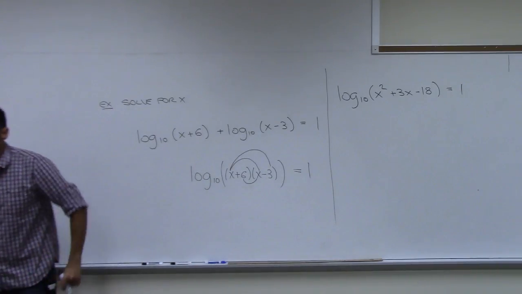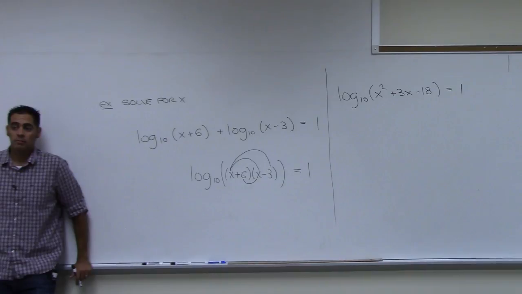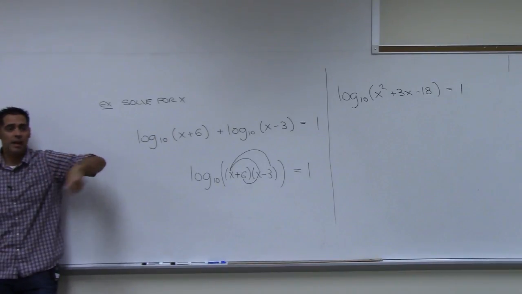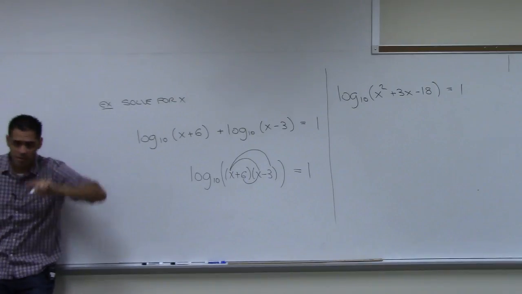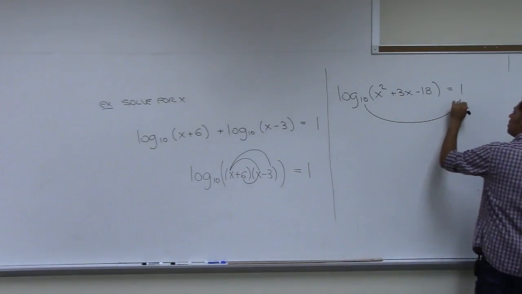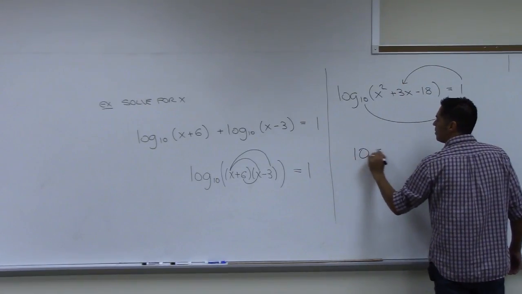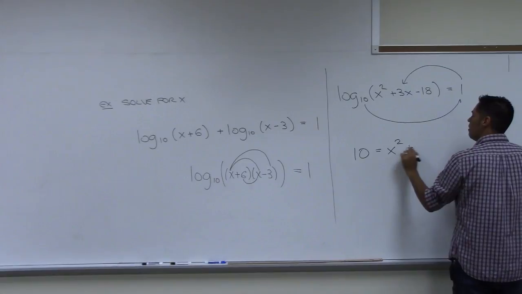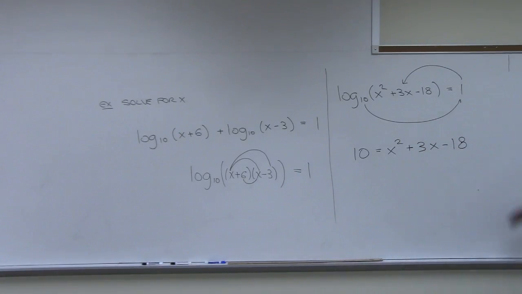Okay, any ideas here on what to do? 10 to the power of 1. Okay, so that loop thing again. Do the loop thing. So let's try this. If I do 10 raised to the 1 must equal this, that means 10 must equal x squared plus 3x minus 18, like that. Now what type of equation is this?